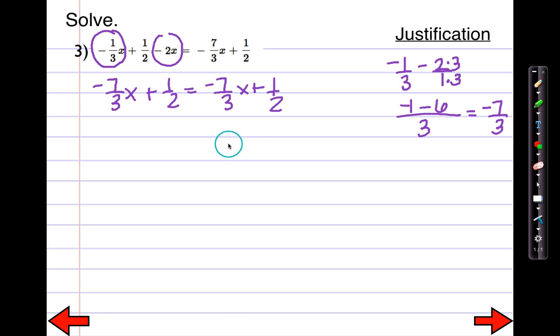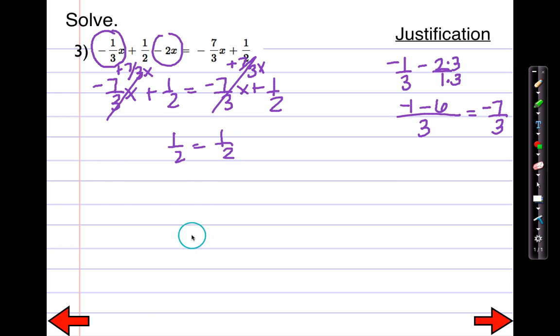So notice here, I technically know what the answer is as of right now. I notice both sides are exactly the same, so I know it's going to be infinitely many solutions. But let's just go ahead and finish and isolate our variable to one side by adding 7/3 x to both sides, which leaves me with 1/2 equals 1/2.